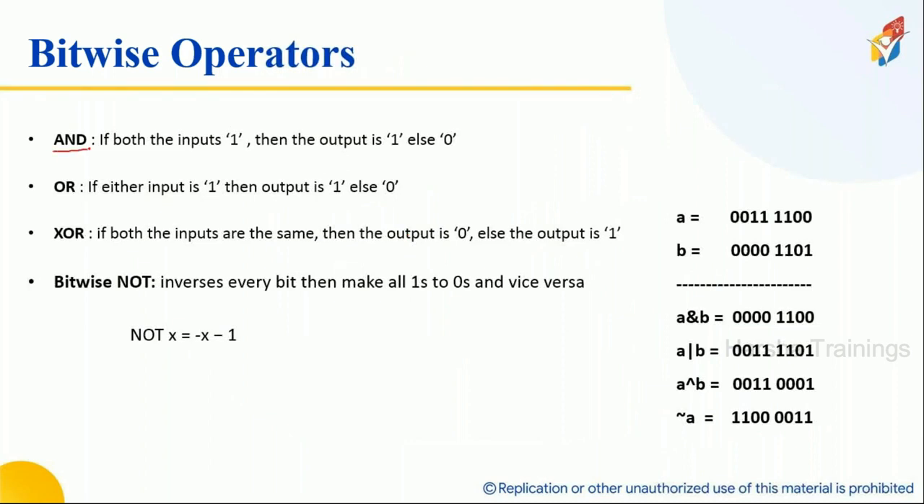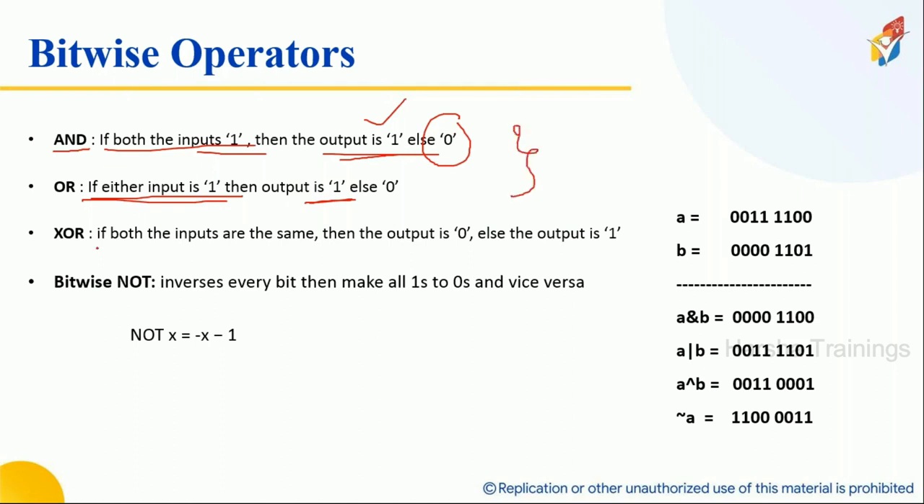Now bitwise AND operation: if both the inputs are 1, then only the output is 1. First we should know the rules. If both inputs are 1, then only the output is 1, else the output is 0. We have already discussed this with logical operators. Now OR means if either input is 1, then the output is 1. These two rules we have discussed in logical operations also.